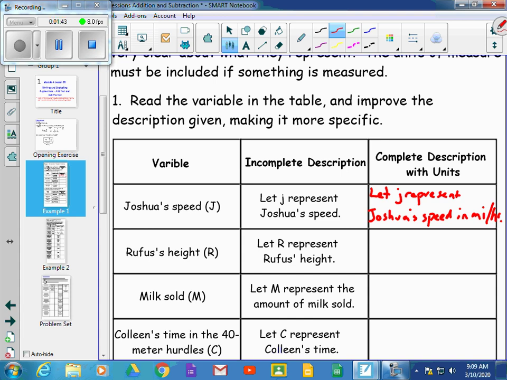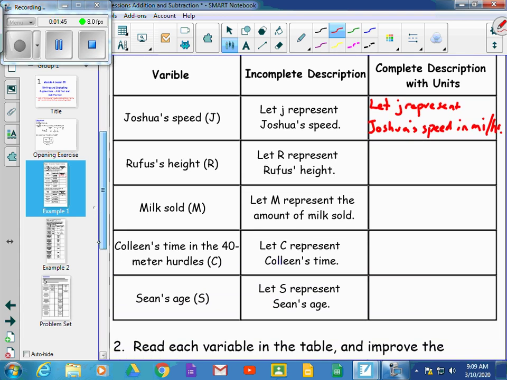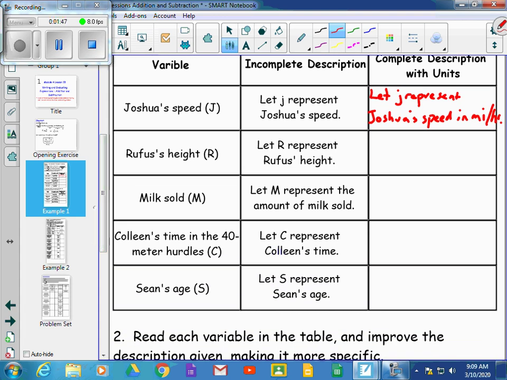In the next one, we have R for Rufus's height, and it says let R represent Rufus's height. But a better description would include units. We would say let R represent Rufus's height in feet, or we could say in inches or centimeters. Okay, any type of unit that measures distance.